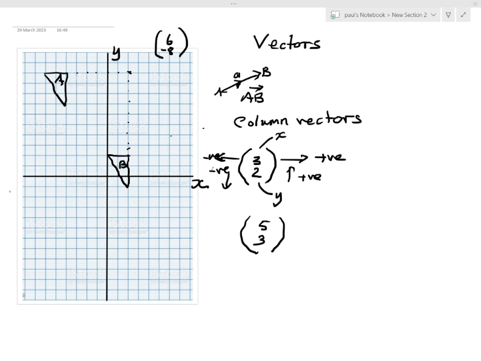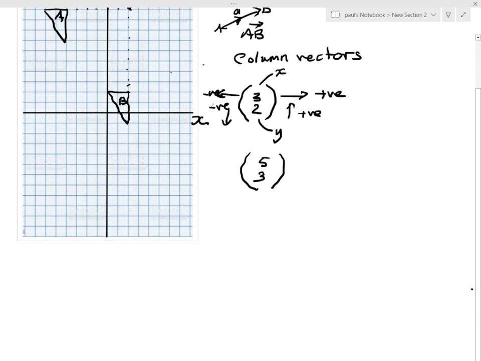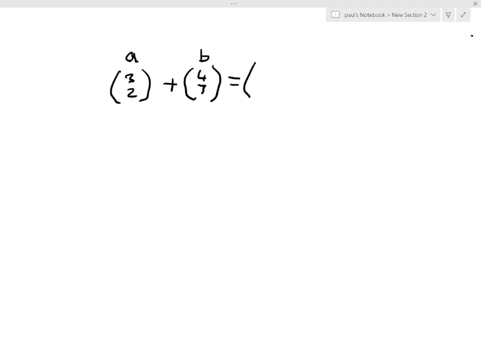Now the other kind of problems that we can do with column vectors is adding and subtracting. So if we've got vector a, and we shall call it (3, 2), our favourite, and we're going to add vector b, and we'll call that (4, 7), we simply add the x's together and add the y's together, so that will come out at (7, 9).